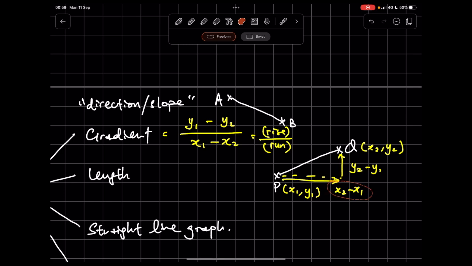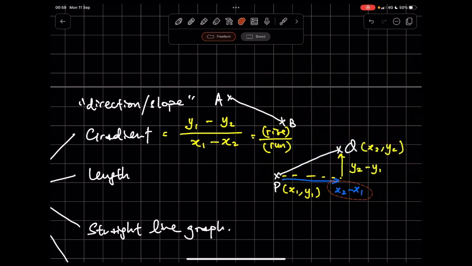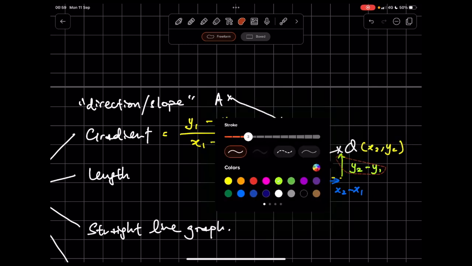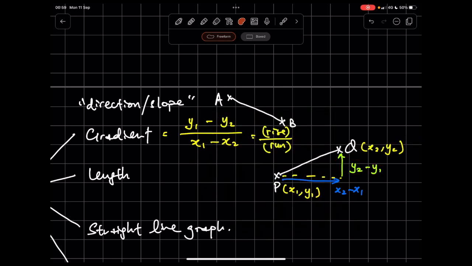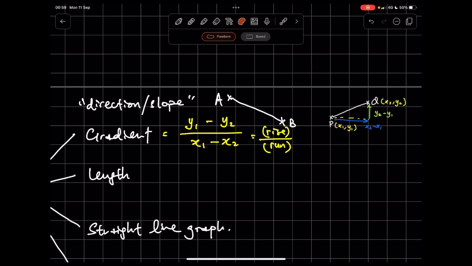Because I know that x2 is a bigger number, based on how I drew these points. But I'm going to say that this actually doesn't matter. It doesn't matter which number is bigger or smaller. So let's use this other example.